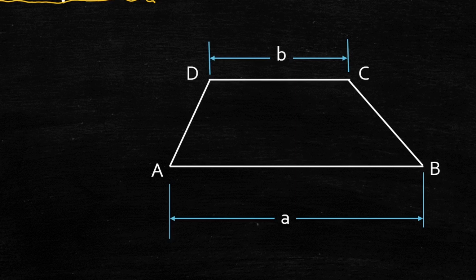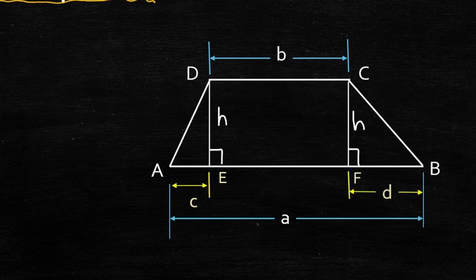If we draw a perpendicular line from point D to the side AB, then we get one triangle here. And again, if we draw another perpendicular line from point C, we get another triangle on the right side. And in the middle, we get one rectangle. And the sides are like this: AE is equal to c, FB is equal to d, and this EF is equal to b. So this b is equal to this b. This whole length a is equal to c plus b plus d.